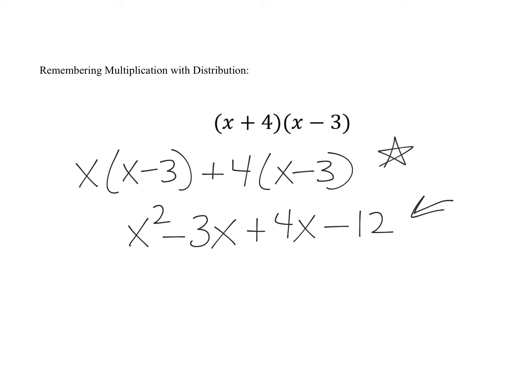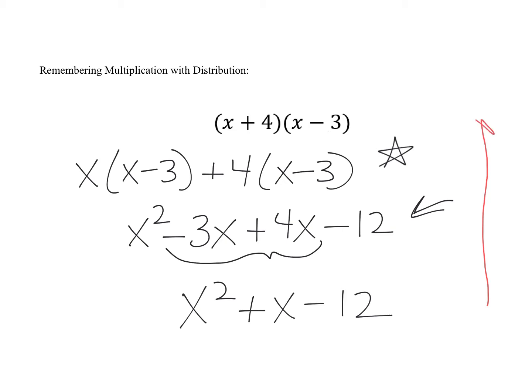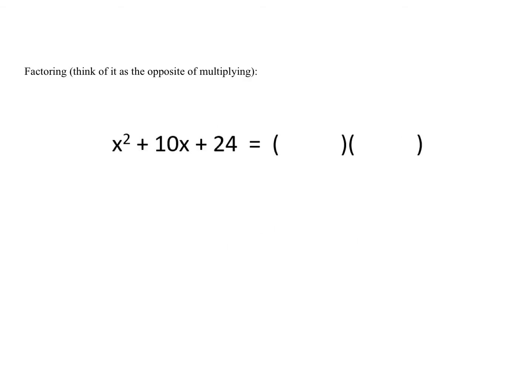And then finally, the last thing we have to do is take this and combine like terms to get x squared plus x minus 12. All right, now what we're going to do, ladies and gentlemen, is start with a trinomial and do it kind of the opposite way and get back to two binomials. So think of factoring as being the opposite of multiplying.